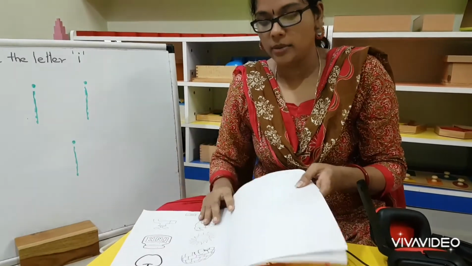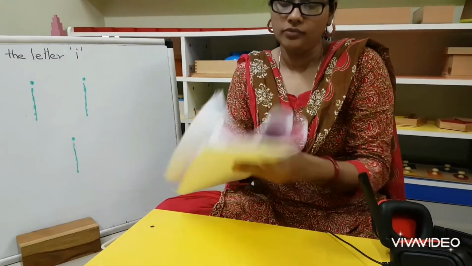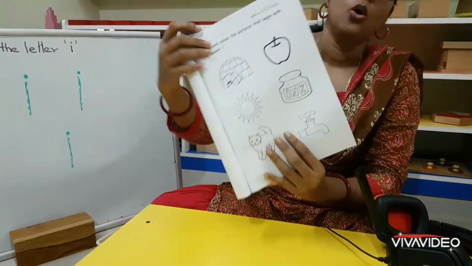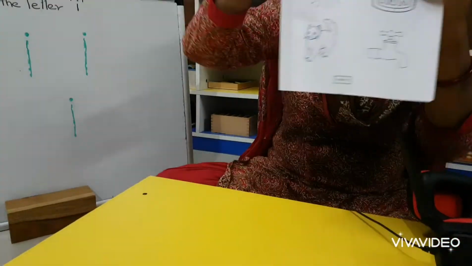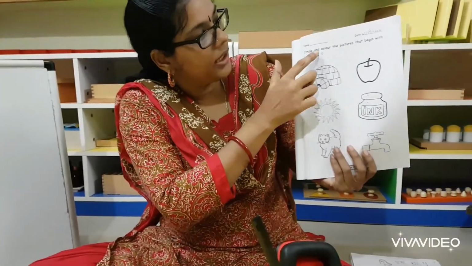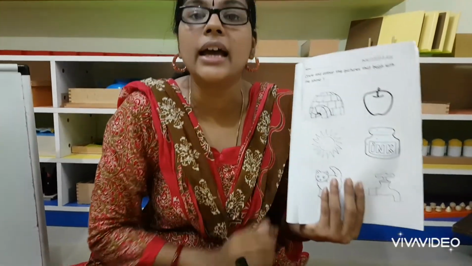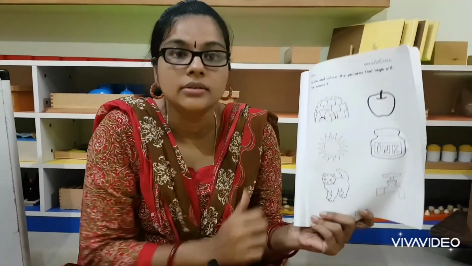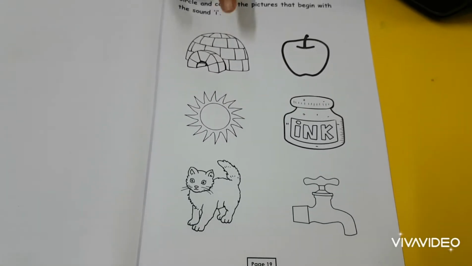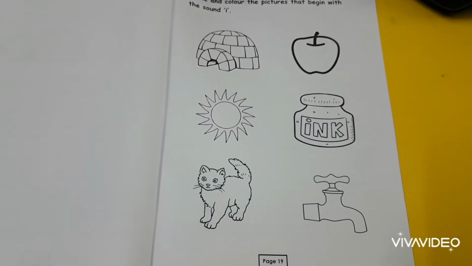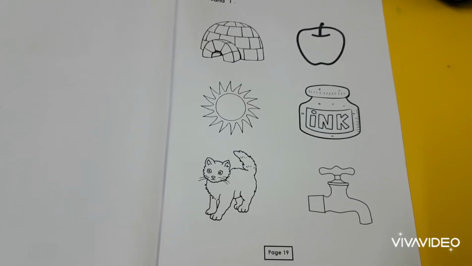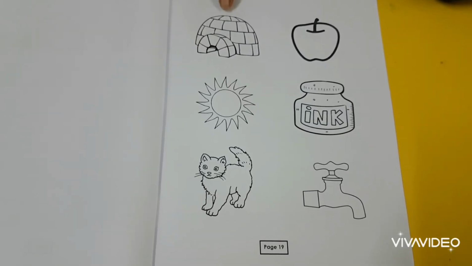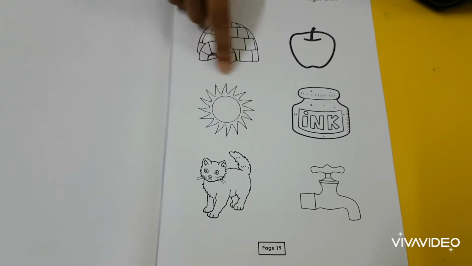Then go to page number 19. Here is an activity for you. What activity is it? It says, circle and color the pictures that begin with the sound E. You have to find the objects that begin with the sound E, and you have to circle it and color it. Okay. What is this? This is igloo. Does it sound E? You hear the sound E? Yes, igloo. You will color this and draw a circle around.